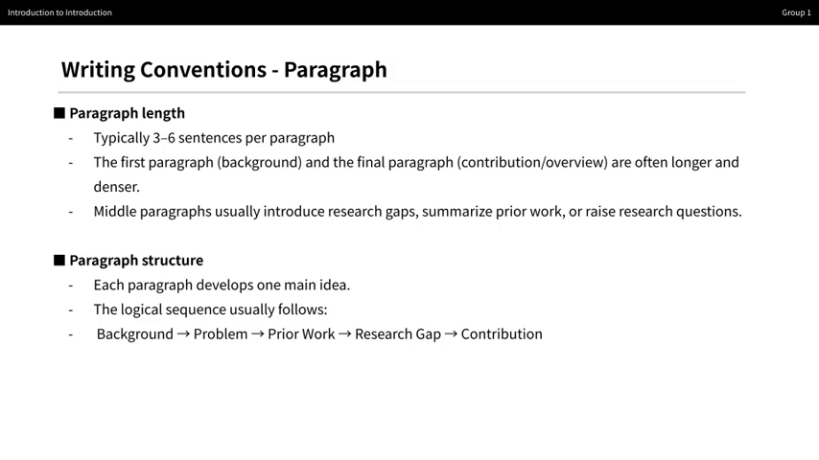And overall, the logical sequence that most HCI paper introductions follow is first the background, and then the problem, and then the prior work, then the research gap, and finally the contribution. This flow helps readers understand not only what the paper is about, but also why the research is necessary.